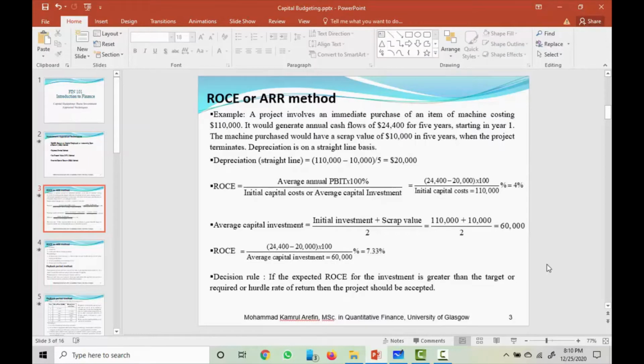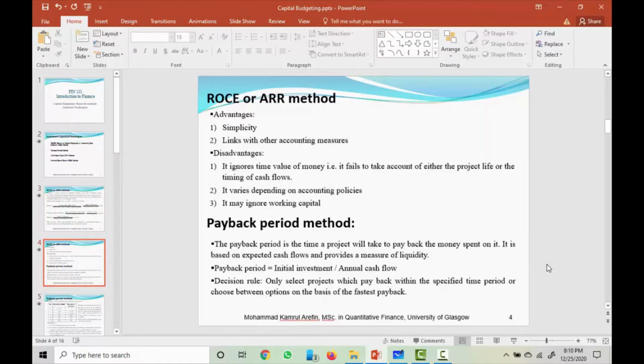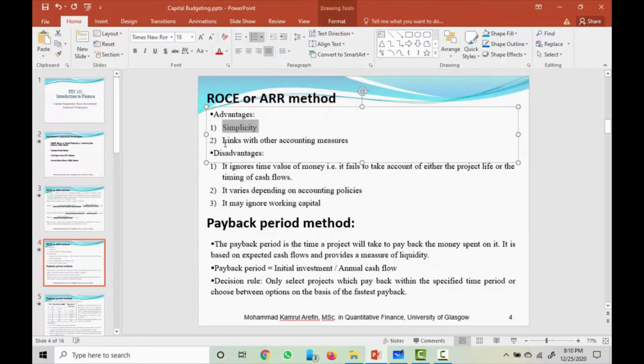As I said before, this method is commonly used by accountants. This method has some advantages and disadvantages. Let's see what they are. The advantage is that it is a very simple method, easy to calculate. It doesn't use time value of money, that's why it's very simple. It links with other accounting measures. To calculate this, you will need to calculate depreciation, initial capital, average capital investment and all those things. So some accounting measures are required here.